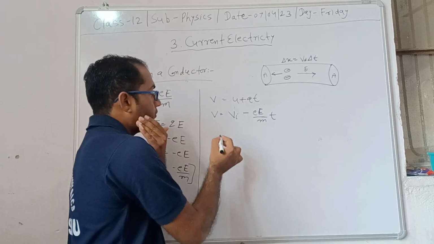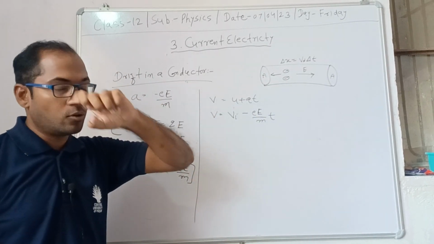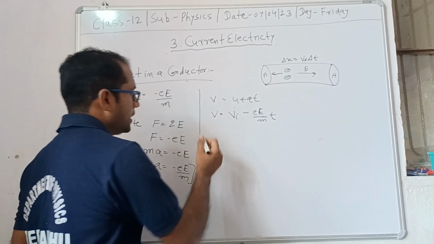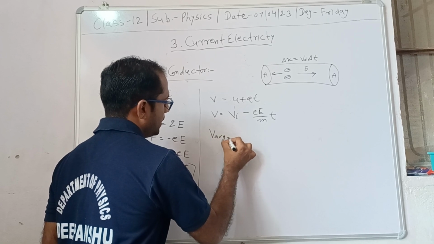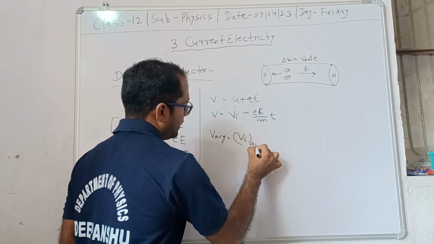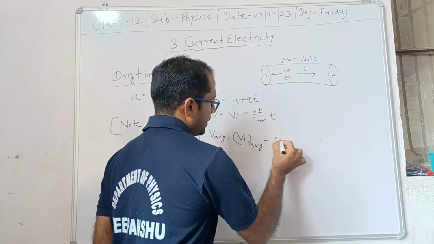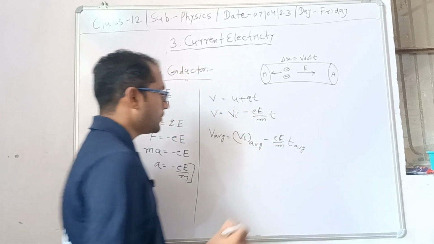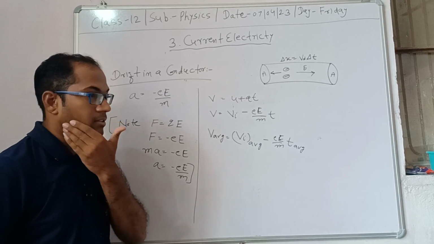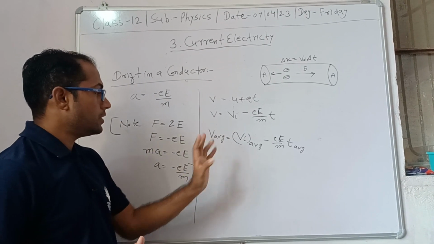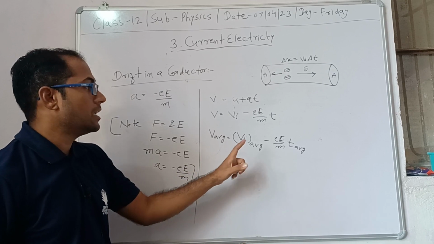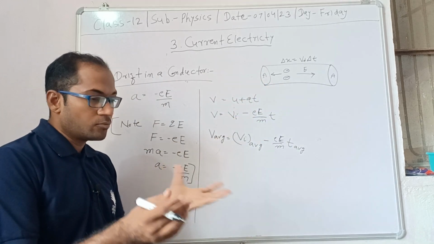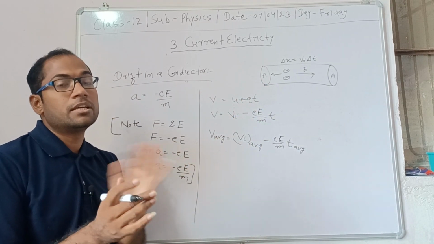Because there is not only one electron, but more than one electron, we use the average velocity. So we use v average equals v_i average minus eE upon m, t average. Basically, in a conductor the electrons are in random motion. Initially, when the electric field is not produced in this conductor, the electrons' motion is random and their velocities cancel out.